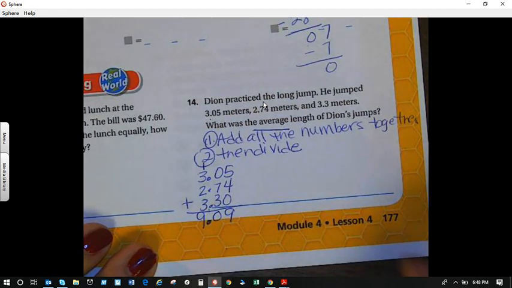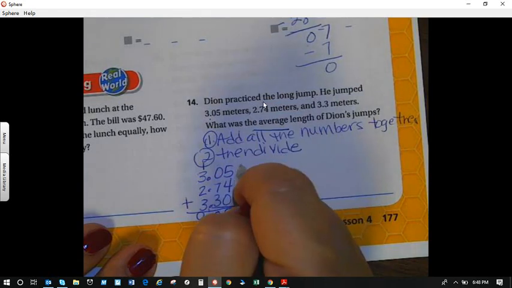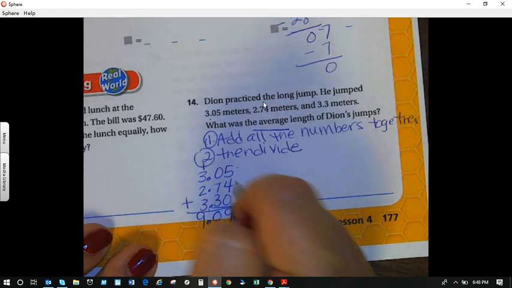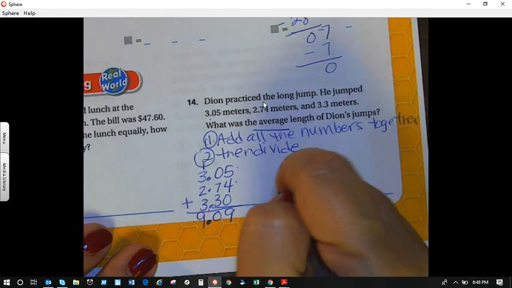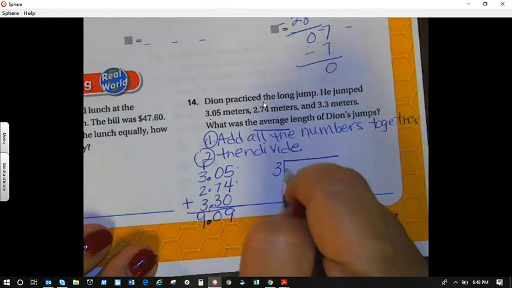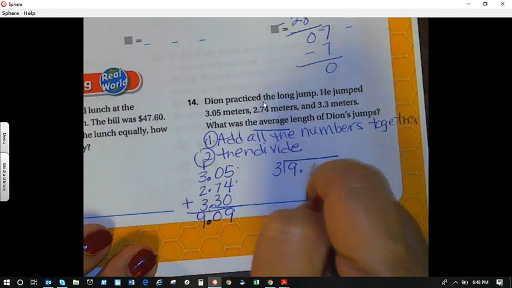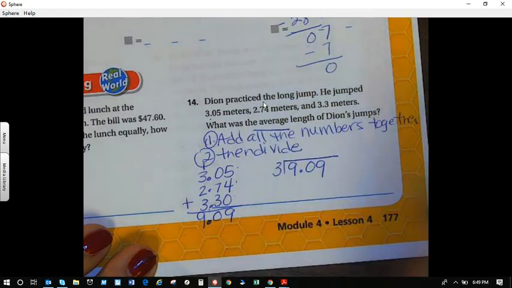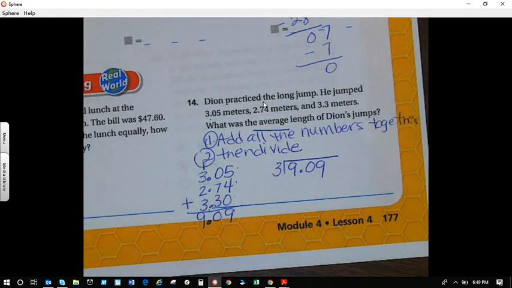But now, how many numbers did I add up? I added 1, 2, 3. So now that becomes my divisor, and the total amount, which is my sum, is now my dividend. Because I need to find out what was the average long jump, okay?